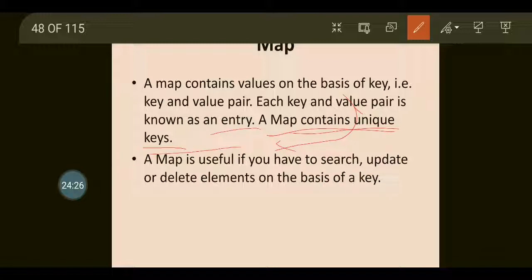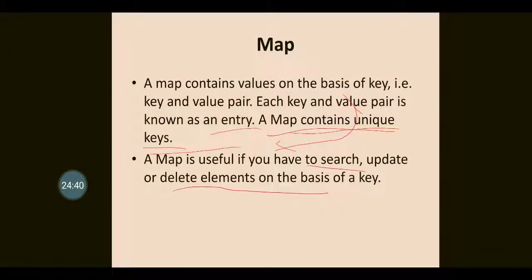So in order to have an efficient search or update or delete of the elements on the basis of key, the map concept is very much useful. So a map contains two parts. The first part is called key and the second part is called value. That is key and value pair.